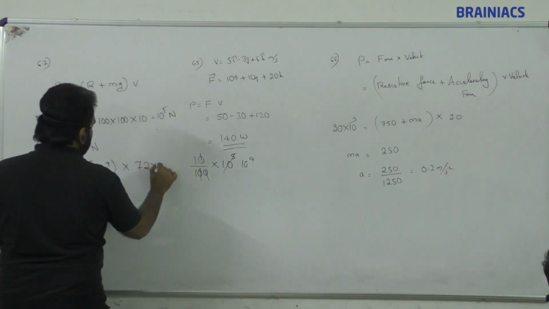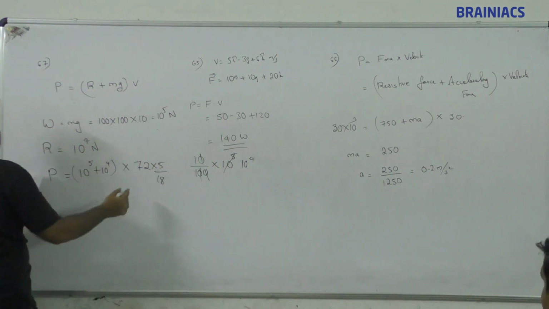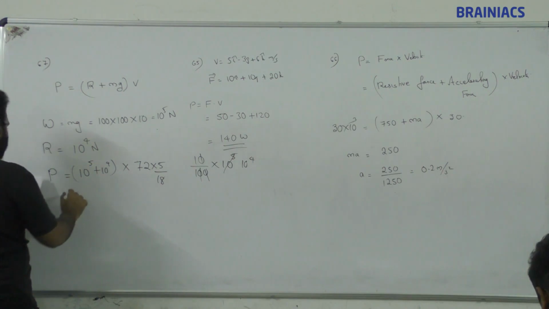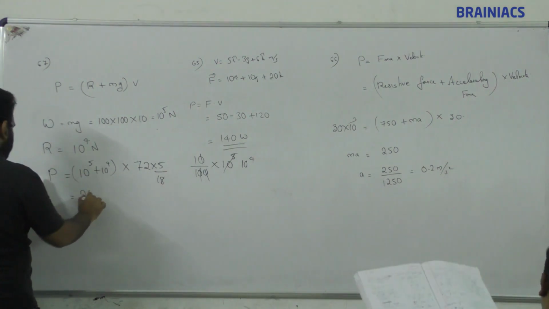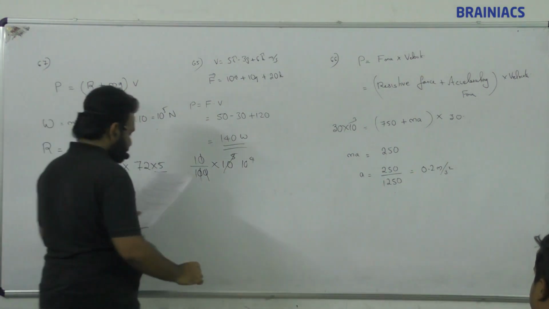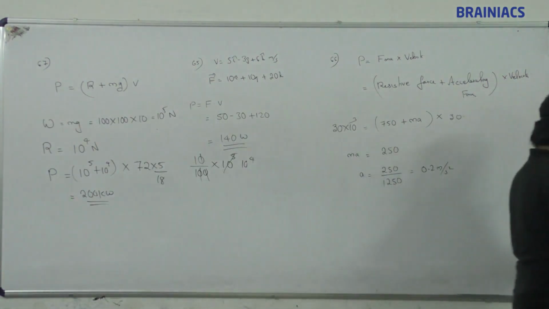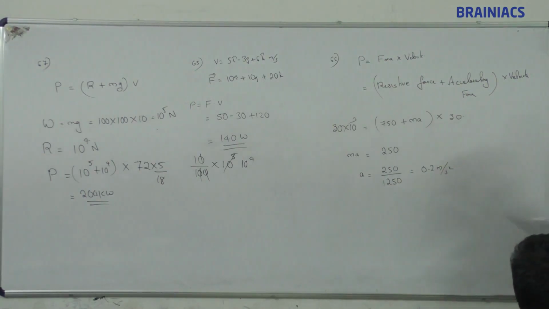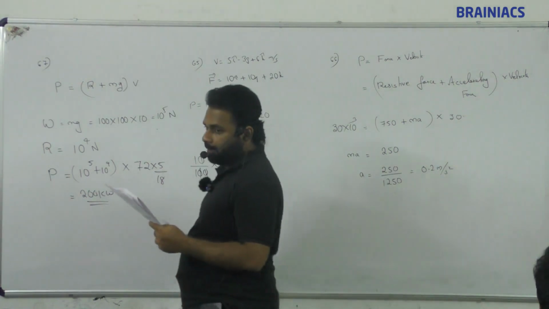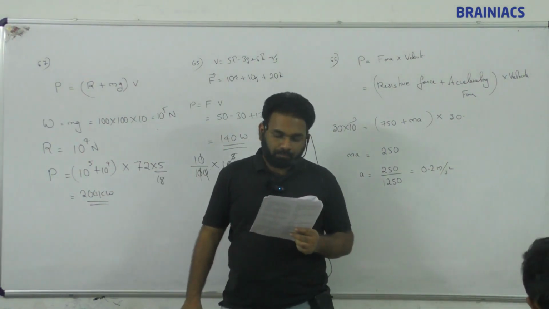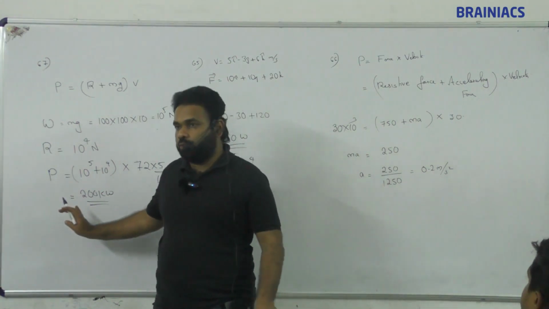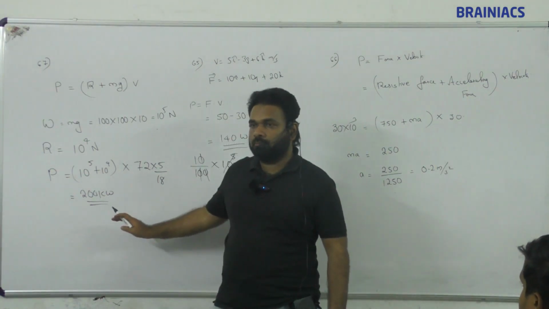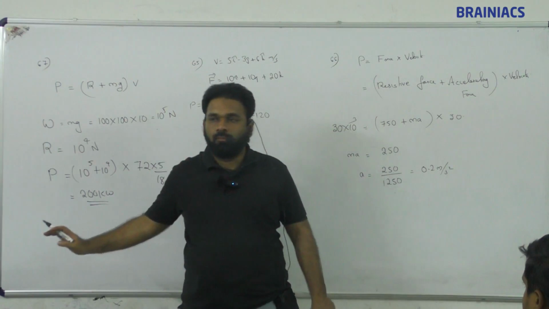72 km per hour. So 72 into 5 by 18 to convert this into meter per second. So finally how much will we be getting? Are we getting 200 kilowatt? 220. It is not there in the option. Okay, so this is coming as 220 or 200 kilowatt. Just check.